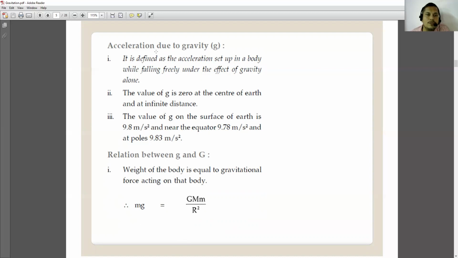Now this slide gives us information about acceleration due to gravity. What it means, it is defined as the acceleration set up in a body while falling freely under the effect of gravity alone. When we consider only gravity, the acceleration set up in a freely falling body is nothing but acceleration due to gravity. Here we have to consider the gravity alone, not other effects.